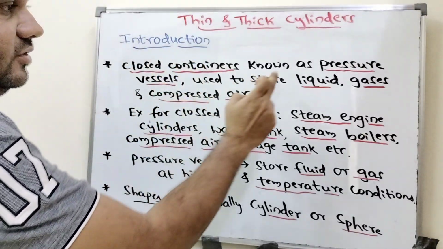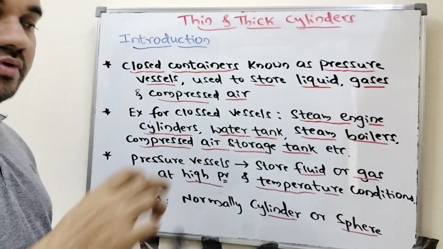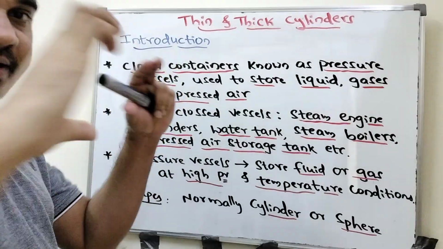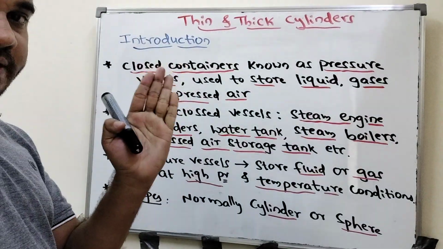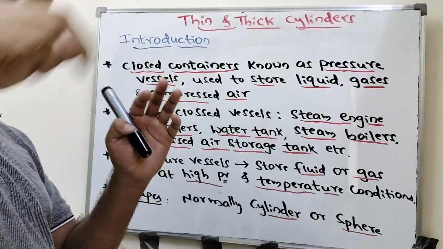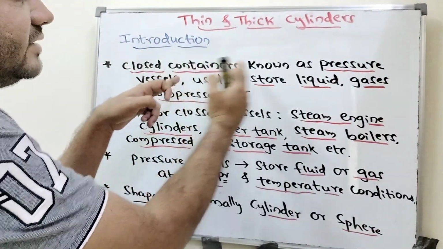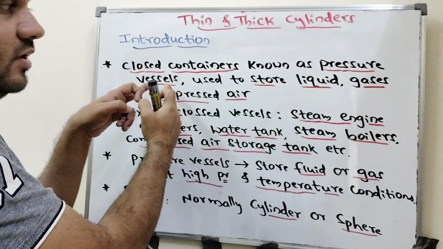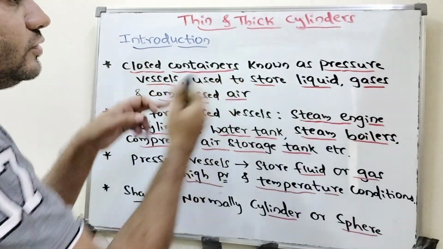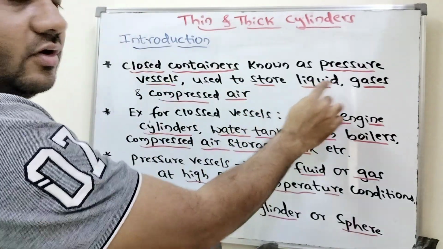Closed containers are normally known as pressure vessels. Whatever the closed containers, for example any cylinders, they will be closed on both ends. Either spheres or fully closed containers, those containers are known as pressure vessels. Pressure vessels are normally used to store liquids or gases.